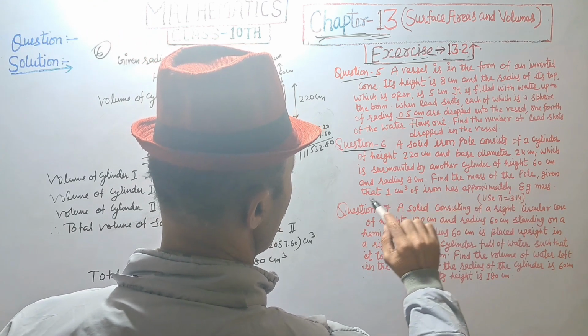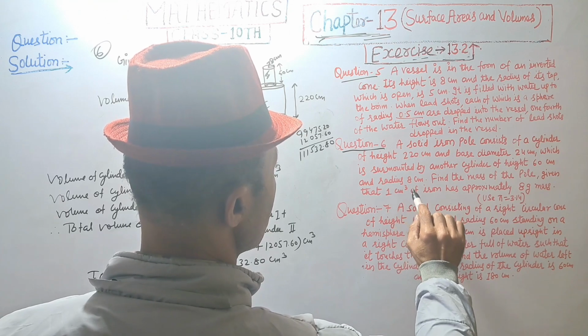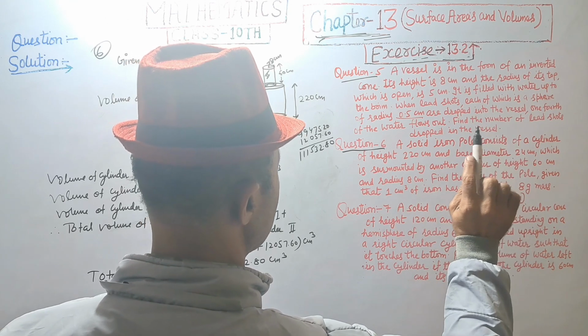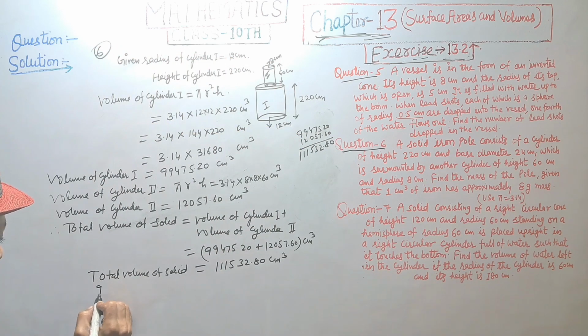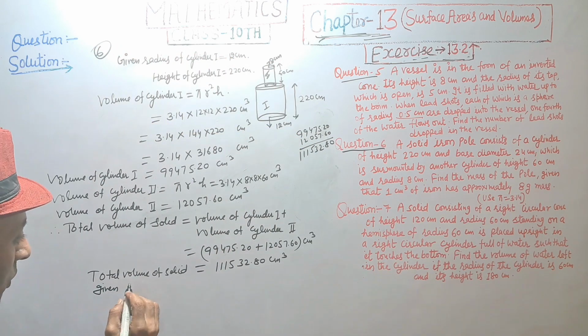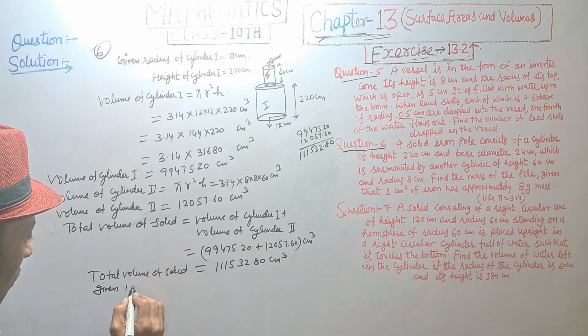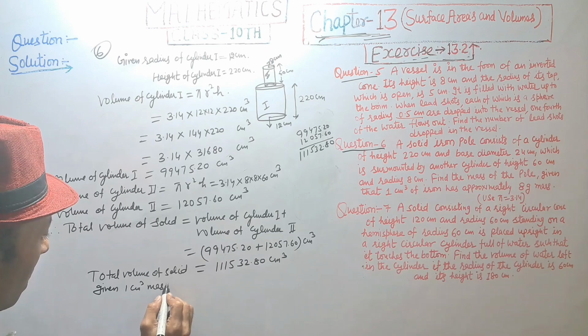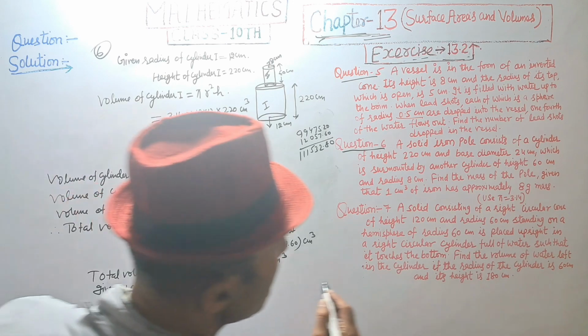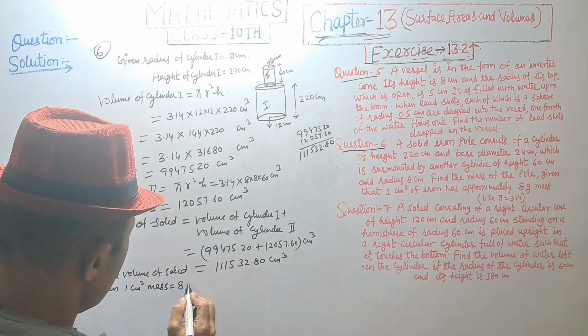Find the mass of the pole given that 1 centimeter cube of iron has approximately 8 gram mass. Given: 1 centimeter cube mass is equal to 8 gram.